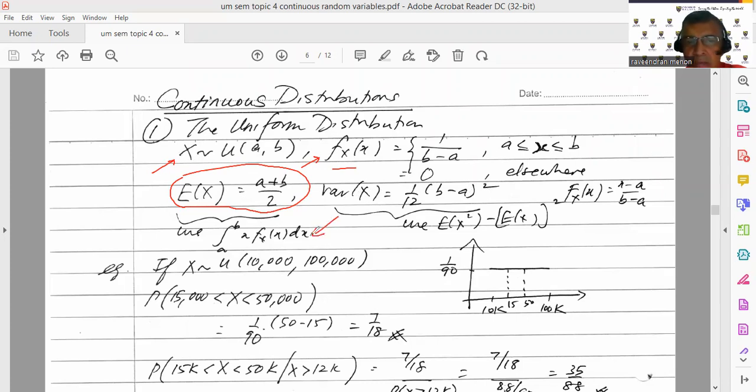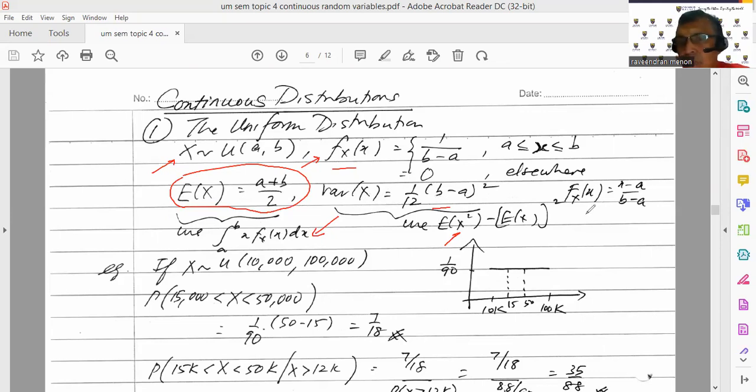Use this formula: the integral of x f(x), x going from A to B. And then you can also work out the variance of X by first working out the expected value of X squared, which will be the integral of x squared f(x), x going from A to B. If you do that, you will get this answer, (B minus A) squared over 12. That's your variance of X.